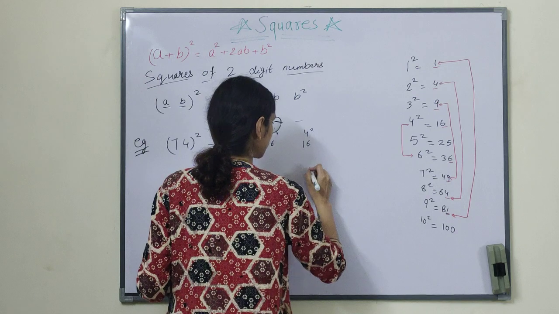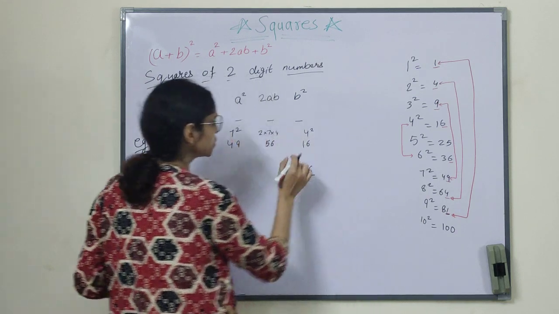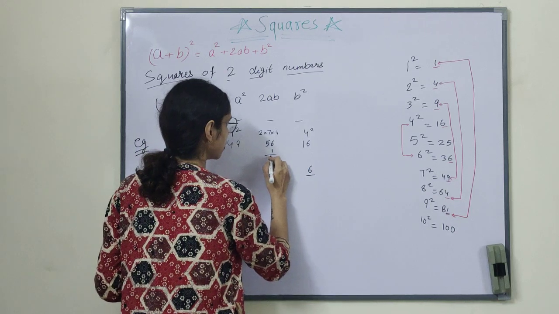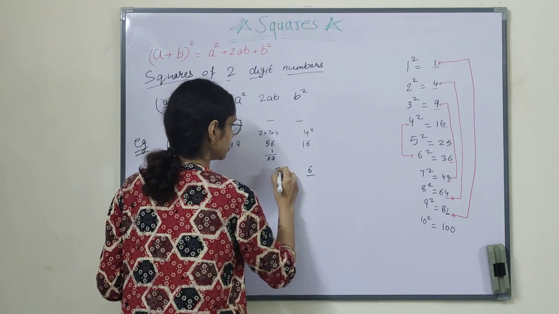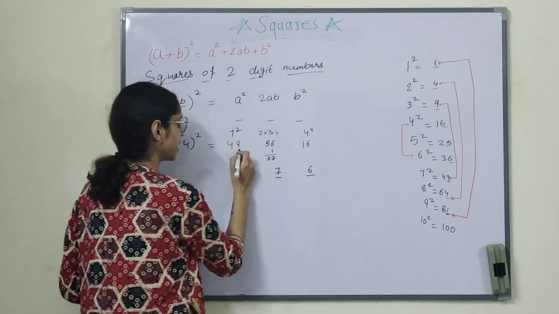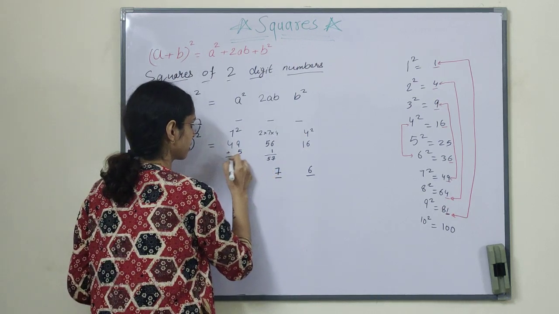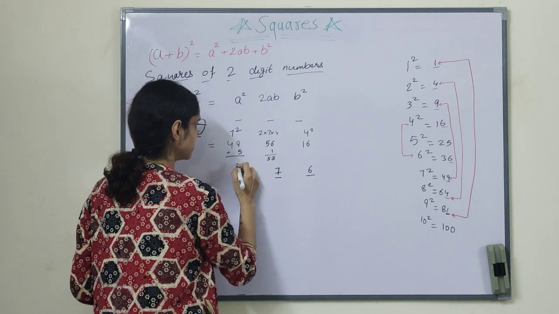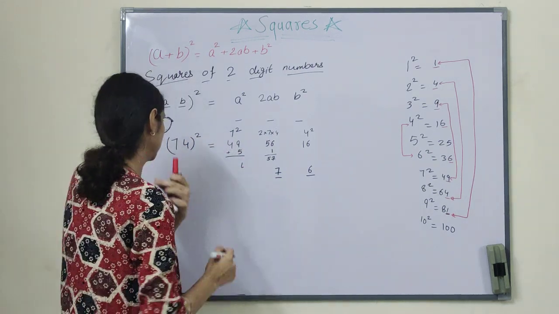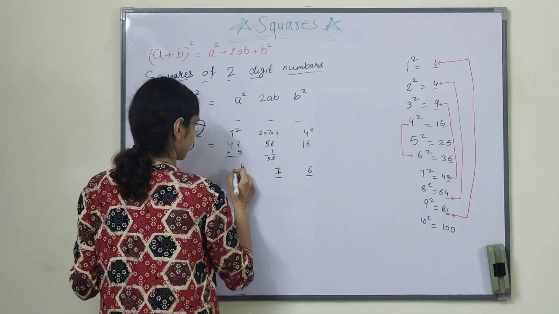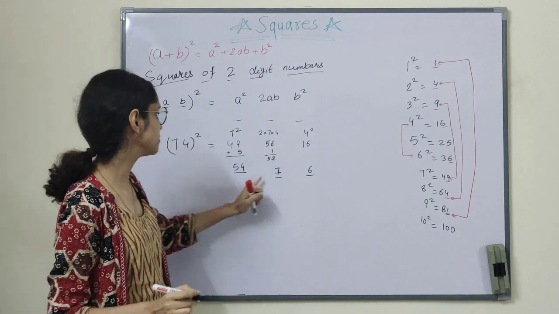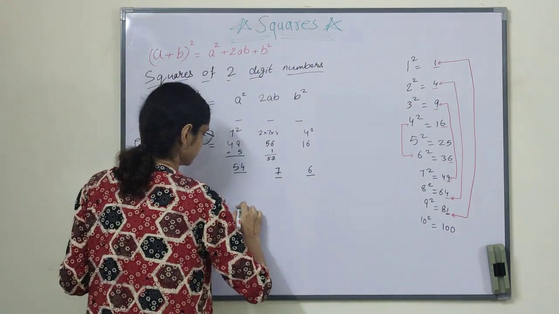So 6 will come here. This one will go as a carry. This number has now become 57. So write 7 over here, and now 5 will become the carry. Now 49 plus 5 is 54. So the square of 74 is 5476. That is our answer.